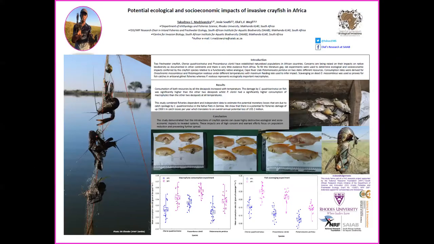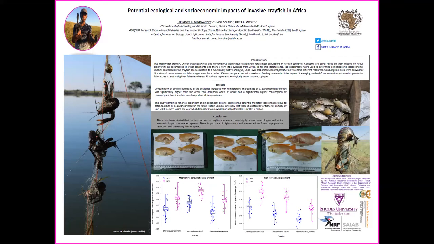Hi, my name is Takudzo Comfort Madzivanzira. I'm from Rhodes University, and my poster presents a study that we carried out to fill in the knowledge gap on crayfish impacts in Africa by estimating their potential socioeconomic and ecological impacts through laboratory consumption and scavenging experiments.